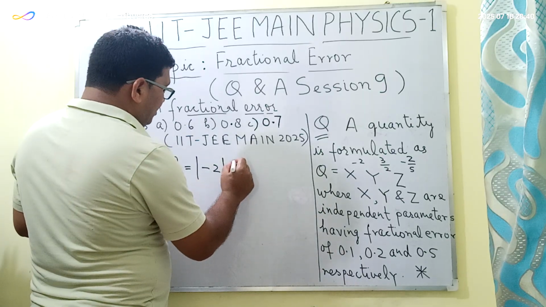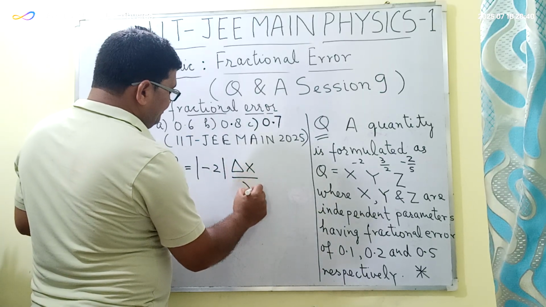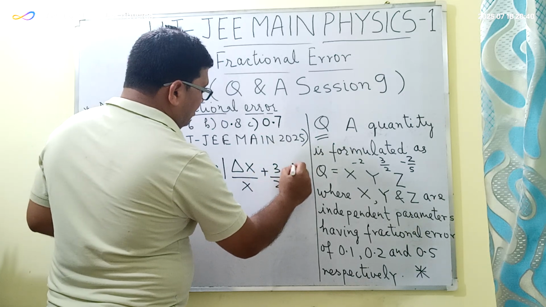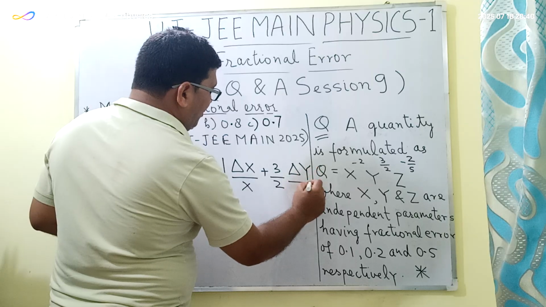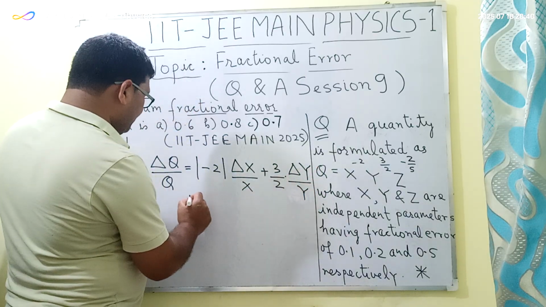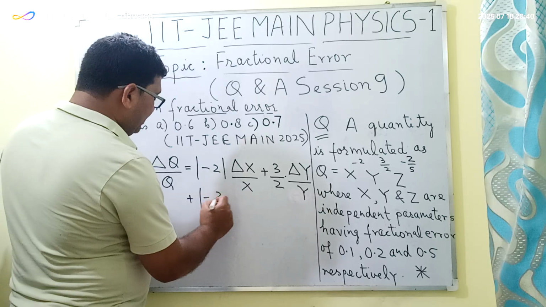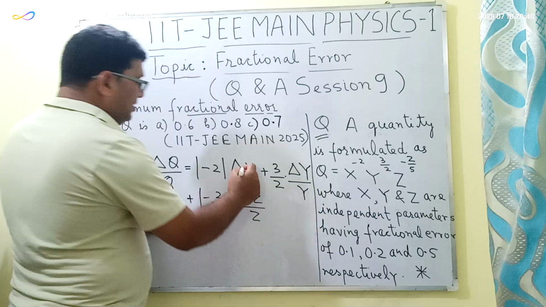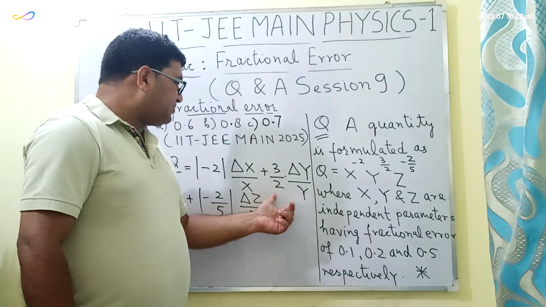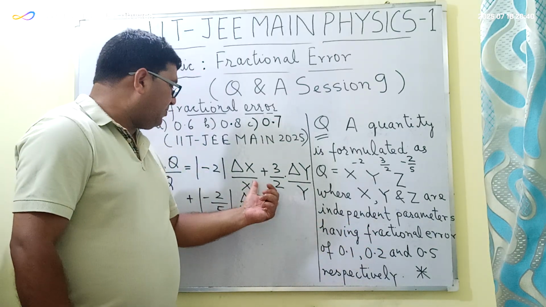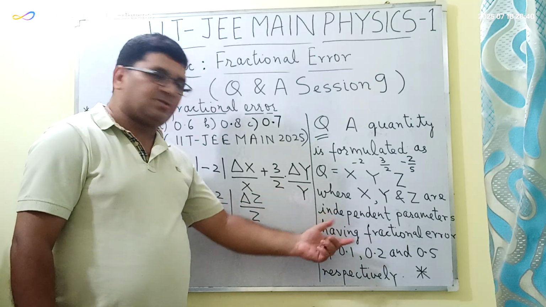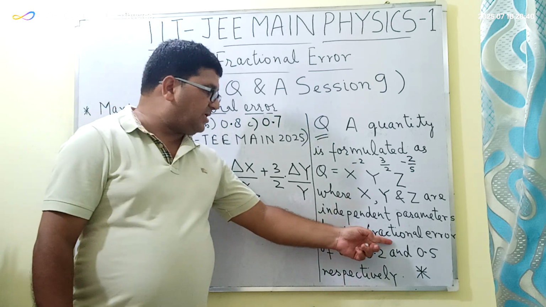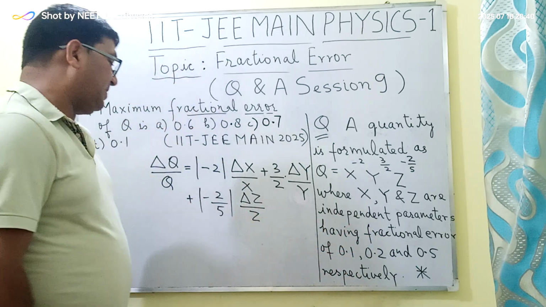So the fractional error in the measurement of q will be given by mod of minus 2 delta x upon x plus 3 by 2 delta y upon y plus mod of minus 2 by 5 delta z upon z. Here delta x upon x is the fractional error or the relative error in the measurement of x. Delta y upon y is the fractional error or the relative error in the measurement of y, and delta z upon z is the fractional error or the relative error in the measurement of z.